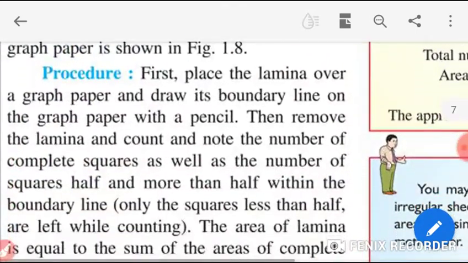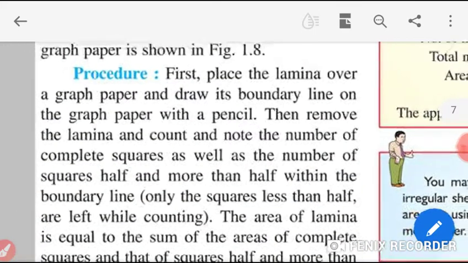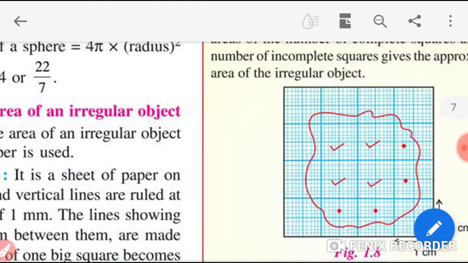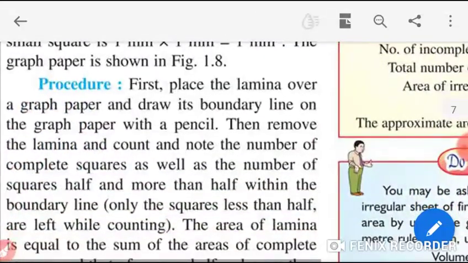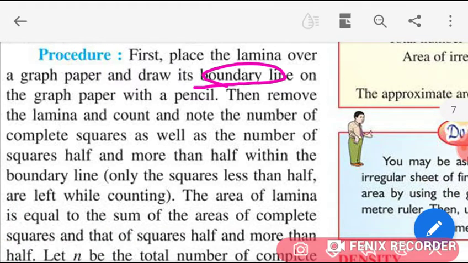What is the procedure now? First of all, place the irregular object, if any irregular object you can take, any stone or something, like anything you can take. First of all, place that object over a graph paper and you have to draw the outline, the boundary, on the graph paper with pen, pencil, anything.